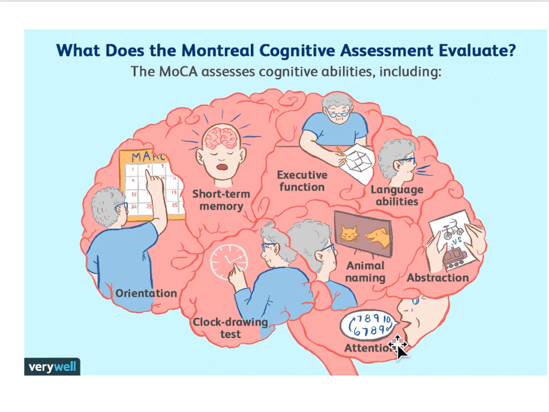Attention, this is like spell world backwards or count back from 100 by 7, and they do their serial 7s. Animal recognition and naming, where they look at a picture, translate that, and then assign the correct word to it. It seems kind of easy to us, but actually there are several processes to seeing a picture and then translating that into a word and speaking it appropriately, and then a clock drawing test. So that's an overall view of the MoCA.